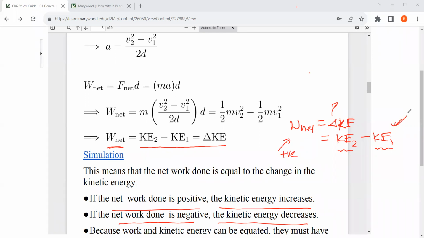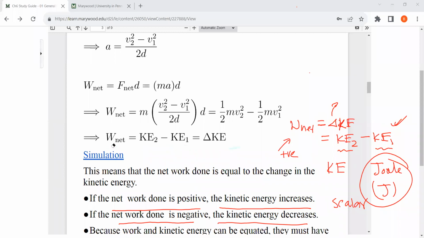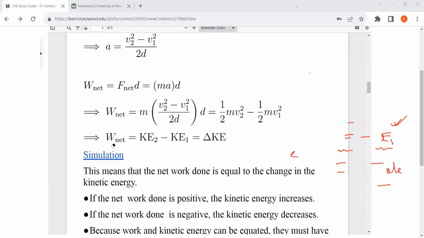Now, because work and kinetic energy are related by this equation, the standard international unit for kinetic energy, or for any energy, is also joule. So the standard international unit for energies is joule. And it's also a scalar quantity. All energies are basically scalar quantities. All right.